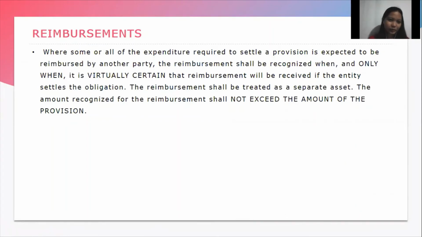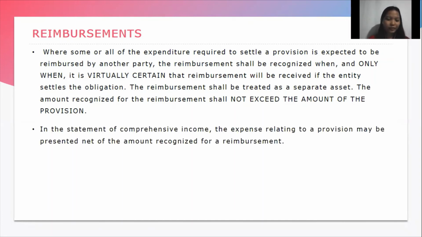Reimbursements. Where some or all of the expenditure required to settle a provision is expected to be reimbursed by another party, the reimbursement shall be recognized when and only when it is virtually certain that reimbursement will be received. If the entity settles the obligation, the reimbursement shall be treated as a separate asset. The amount recognized for the reimbursement shall not exceed the amount of the provision.